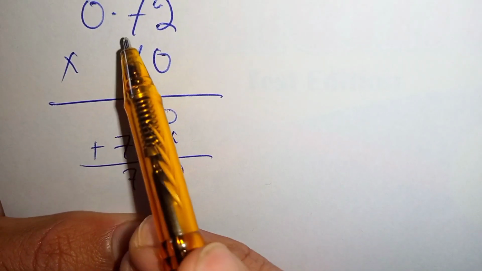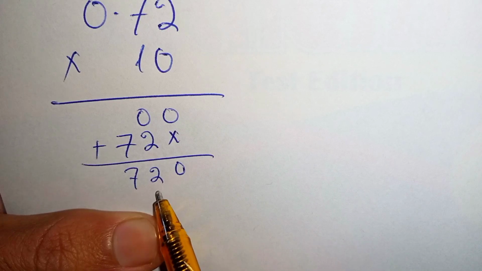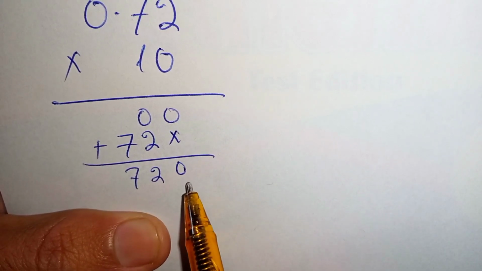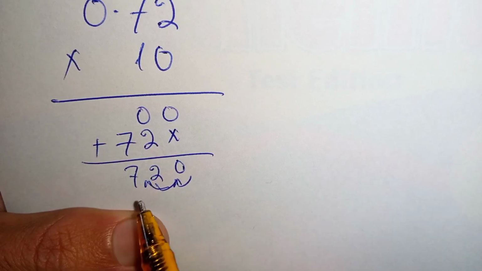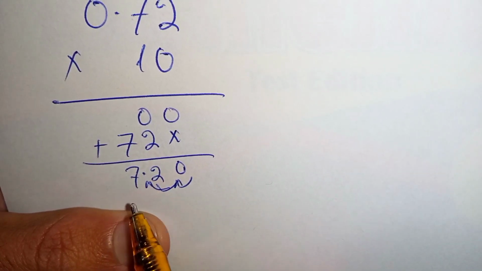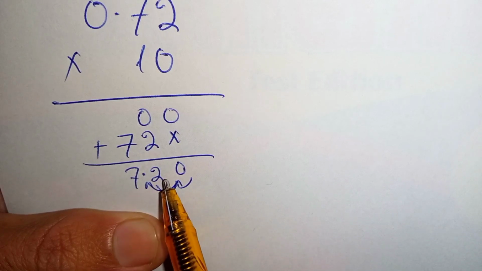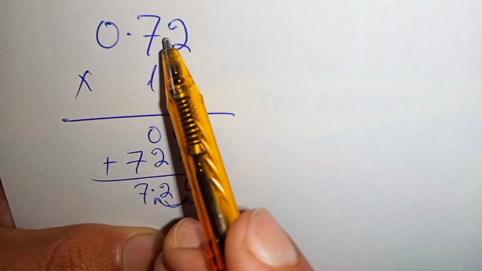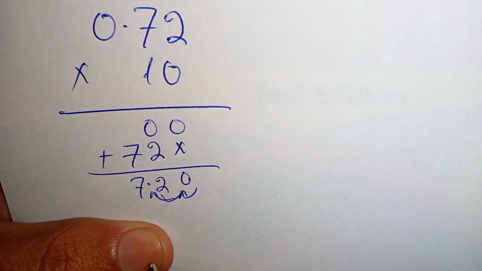720. But here we see that there are two decimal places, so we will move the decimal 2 places to the left. So 1 place, 2, and put the decimal here. So the answer is 7.2. When we multiply 0.72 with 10, the answer is 7.2.